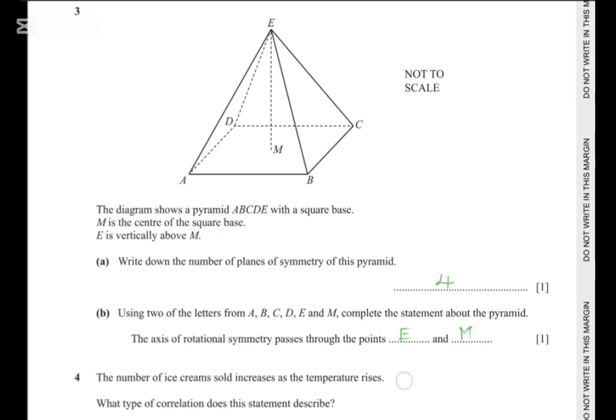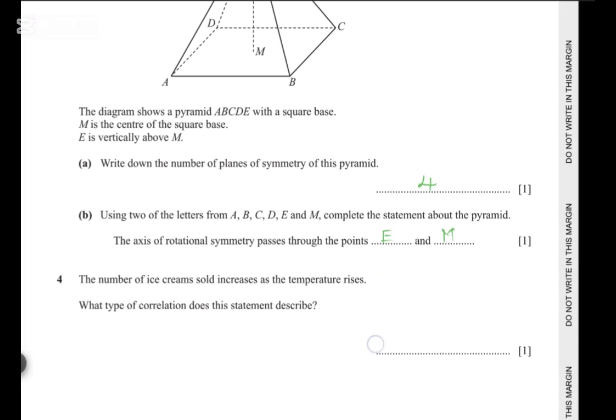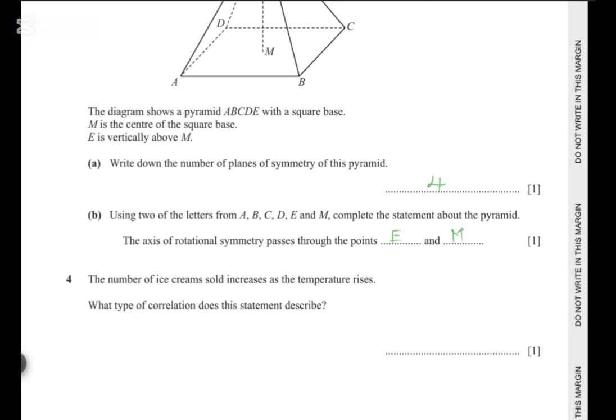Question number 4. The number of ice creams sold increases as temperature rises. What type of correlation does this statement describe? So when one number increases, the other also increases. That is the correlation called positive correlation. So write down positive.